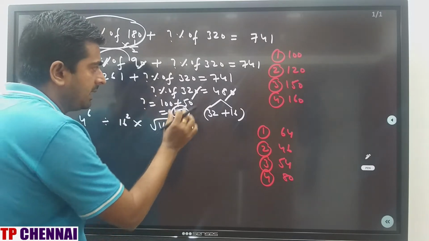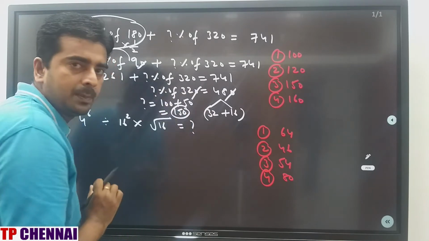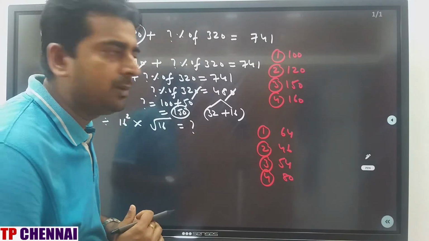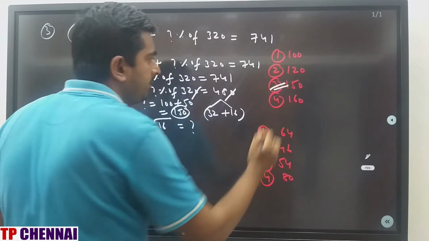Again I am repeating. 32, 32. So this is 100%. 16 is half of 32, 50%. 100 plus 50, 150. My answer is 150. Right?